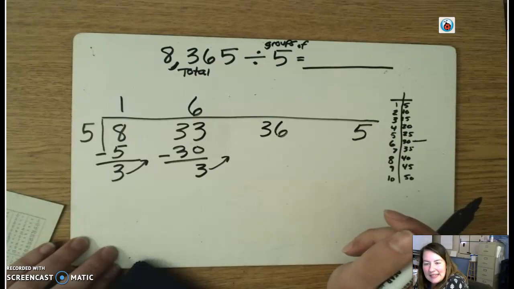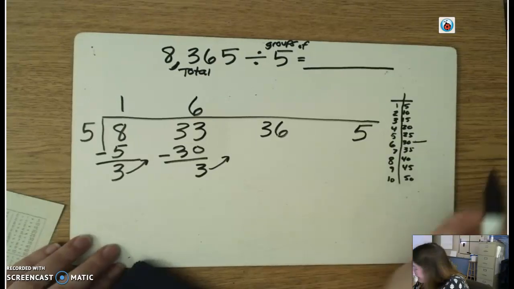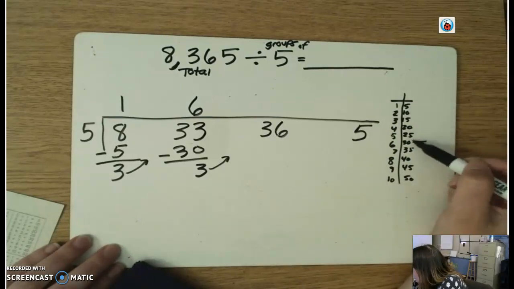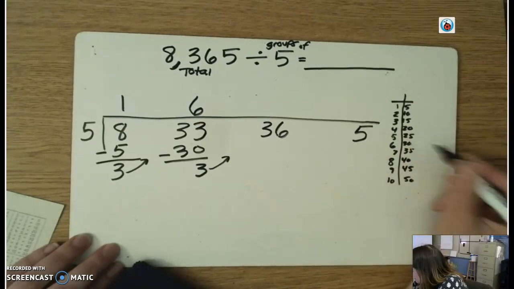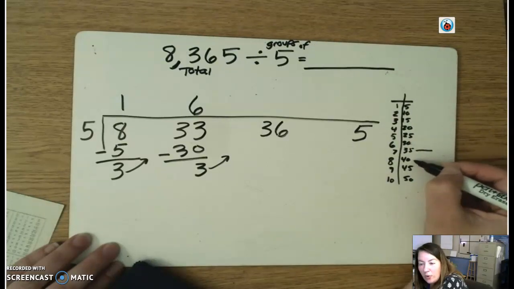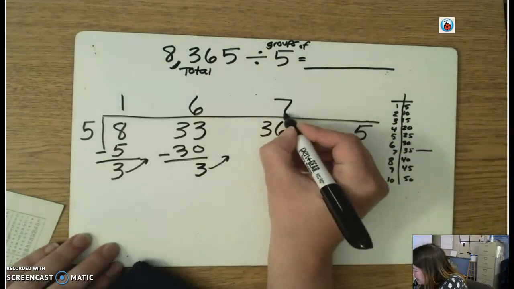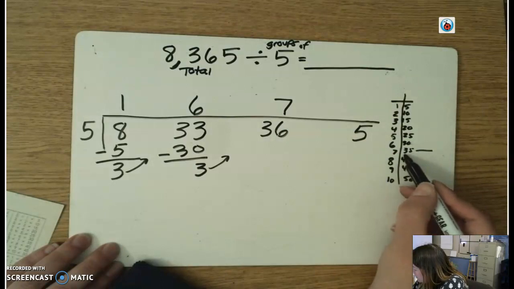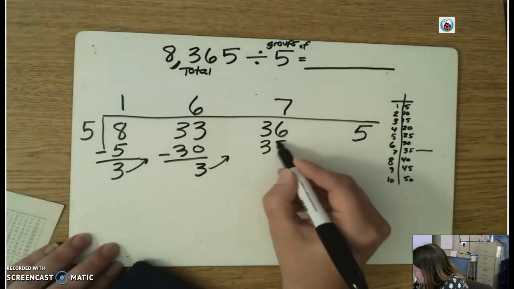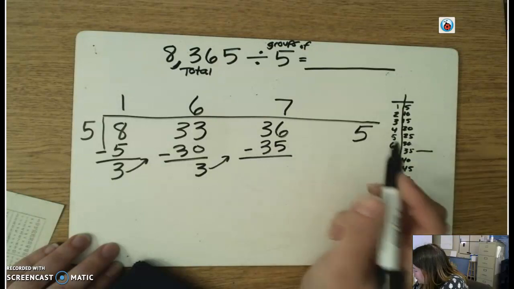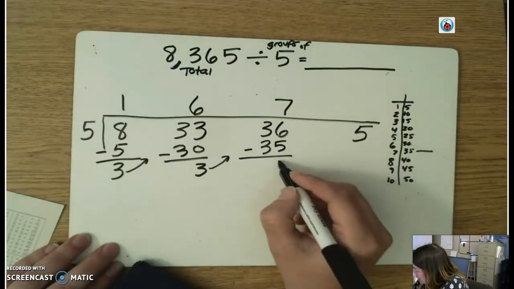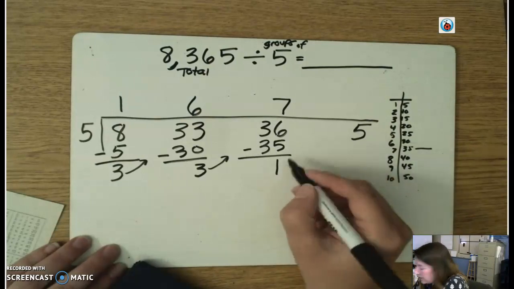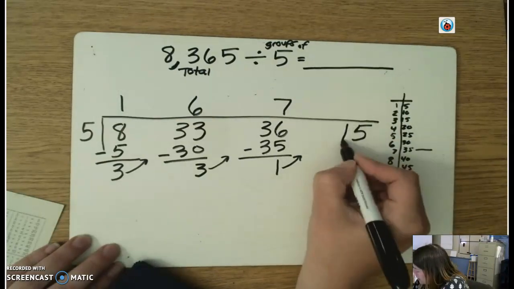Next number is 36. How many equal groups could I make with 36? Well, it looks like I could make 7. I can't make 8 groups because I would need 40, but it looks like I could make 7. And 7 groups of 5 would use 35 pieces. How many pieces would I have left over after making those 7 groups? I would have just 1 piece left over. Let's drag that 1 piece up.